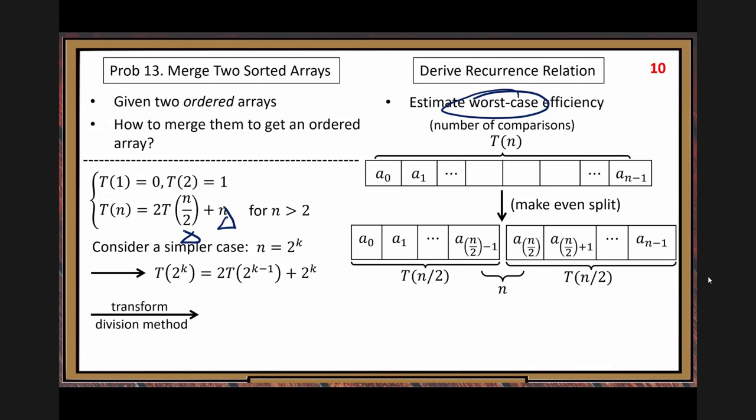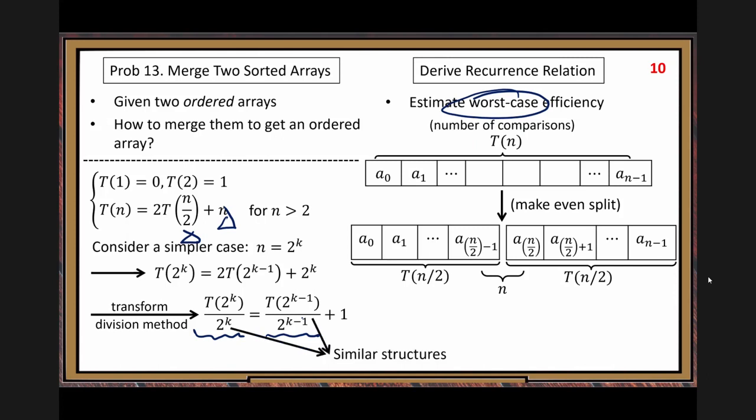Transform by the division method. Now we need to use a small technique. In order to solve this recurrence relation, we want to transform the formula. Remember how we solved the recurrence relation for the Tower of Hanoi problem? We want to make the left-hand side and right-hand side have similar structure. Here we do division by 2 to the k. After dividing both sides by 2 to the k, look at the structure. This structure and the right-hand side structure, are they similar? Same structure.